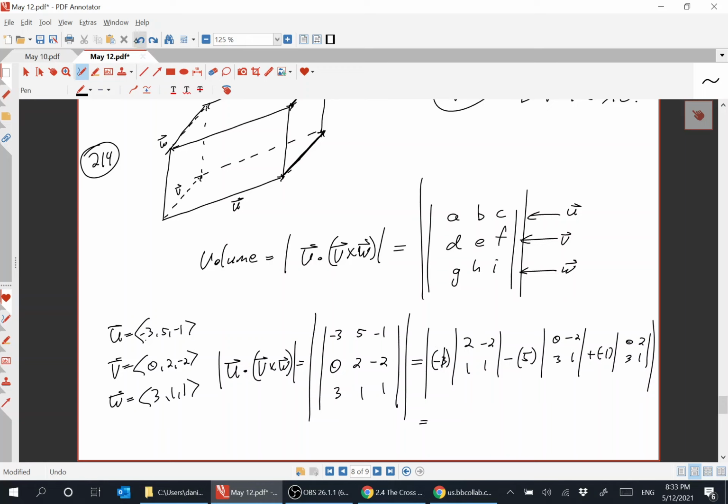Again, you can calculate the cross product and then take the dot product with u, but this is how it works out in the end. So this is minus 3 times 4, minus 5 times 6, and then minus 1 times minus 6. Absolute value of that whole thing, which is equal to 36. It's minus 12 minus 30, so it's minus 42 plus 6, which is minus 36. Absolute value is 36. So that's the volume of that parallelepiped, or box, or parallelogram-type box, whatever you want to call it.